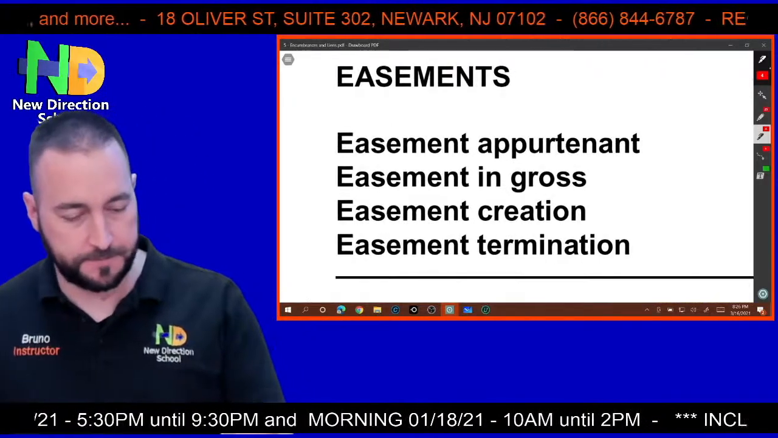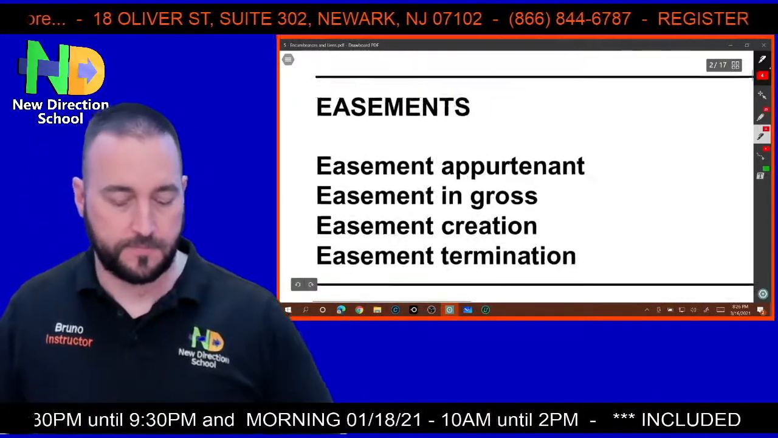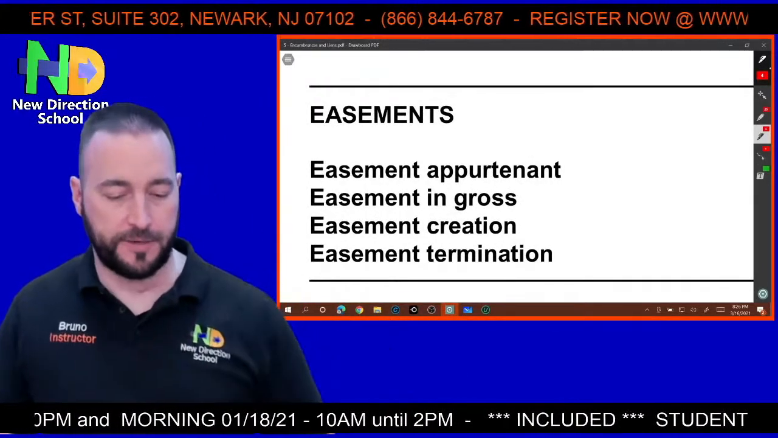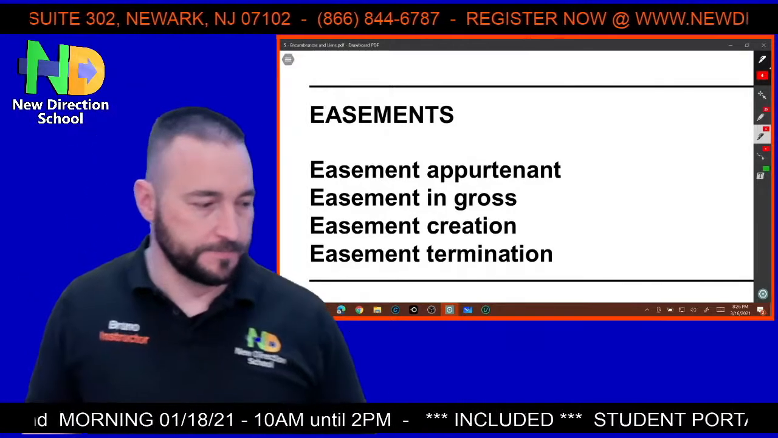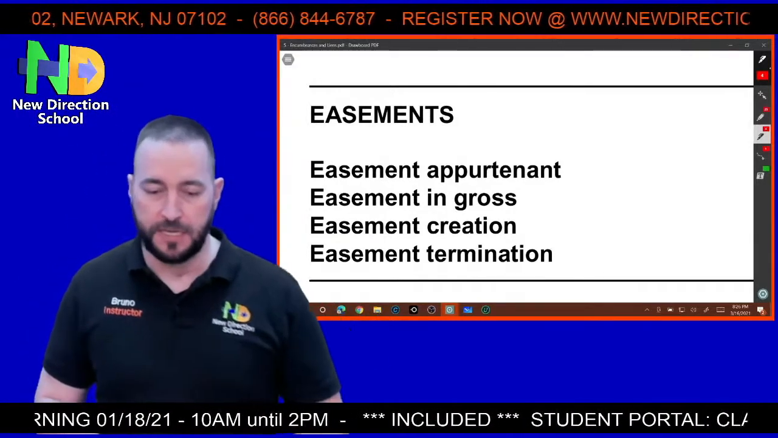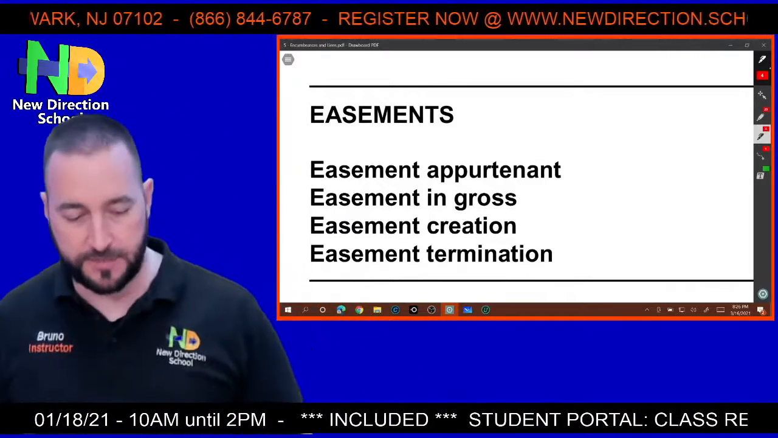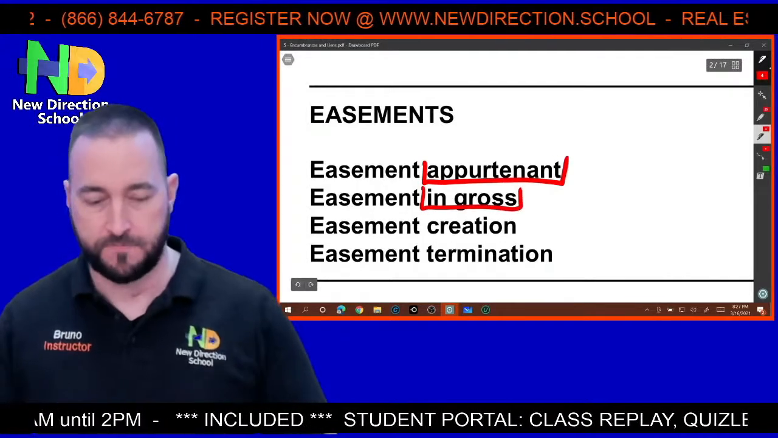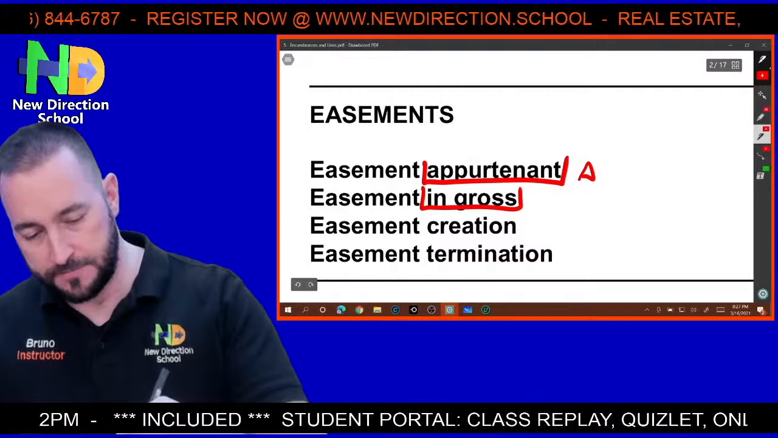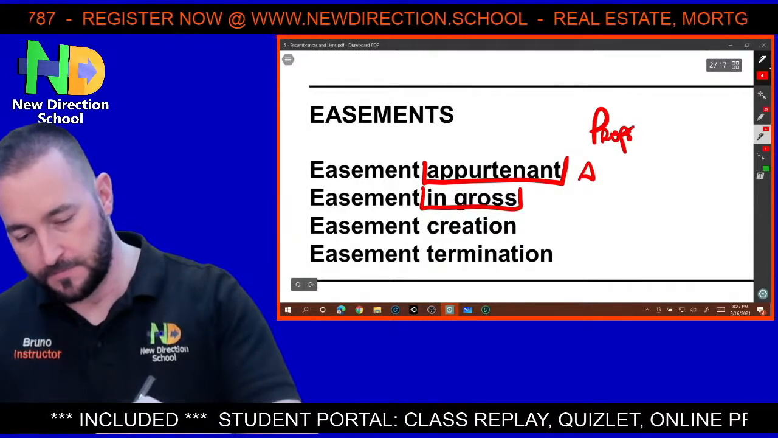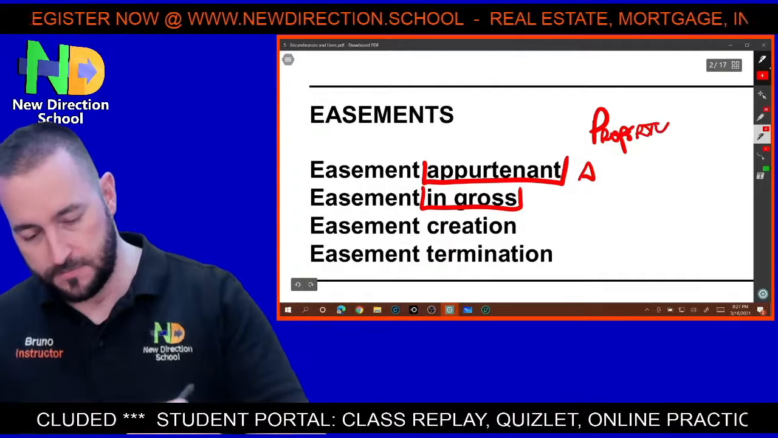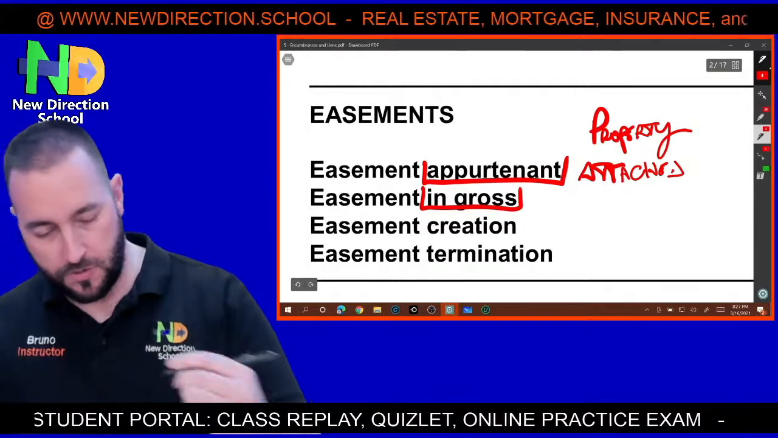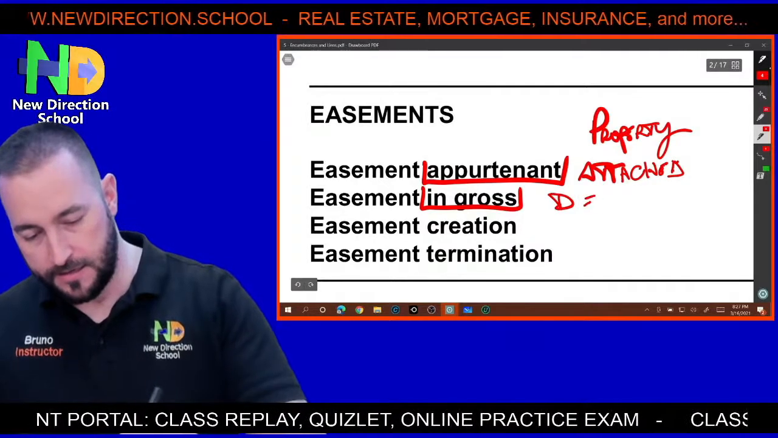Now, easements. Easements is for the use of another's property. So use of your property. They're under the column that talks about usage. So easement, there's different types of easements. There's an easement appurtenant and there's easement in gross. These are properties attached, easier to remember this way, and detached.